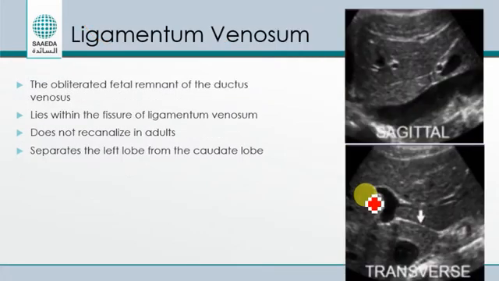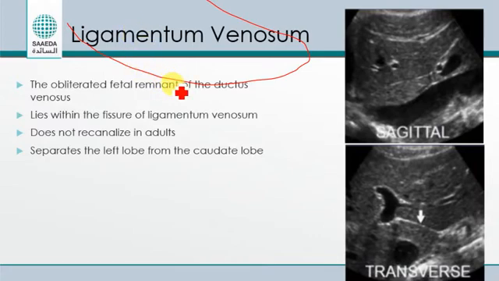Ligamentum venosum, it's the obliterated fetal remnant of the ductus venosus. This is a vein in the embryo that is bringing blood out of the liver. Blood comes into the liver, there is no need for it to stay there, and it goes out of the liver, okay? It lies within a fissure of the ligamentum venosum. It does not recanalize in adults. There is no recanalization of the ligamentum venosum. Nothing that causes its recanalization.